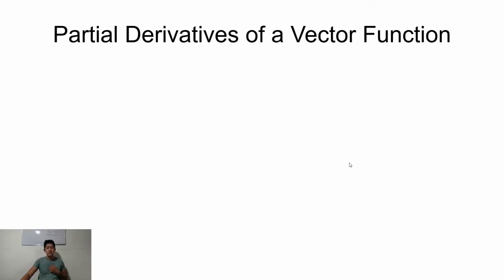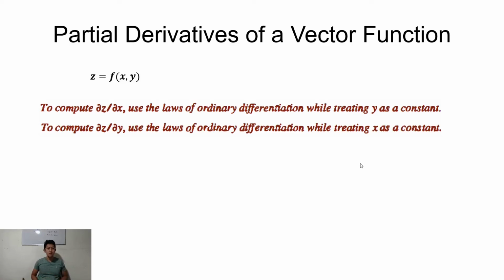Okay? Partial derivatives of a vector function. So if this is the vector function, to compute the partial of z with respect to x, we use the laws of ordinary differentiation while treating y as a constant. So we use ordinary differentiation, but we treat the y value as a constant.